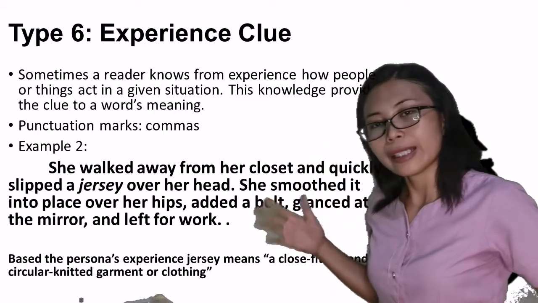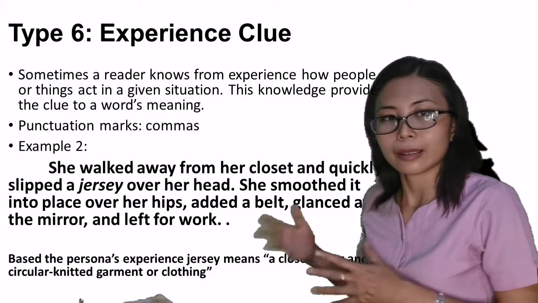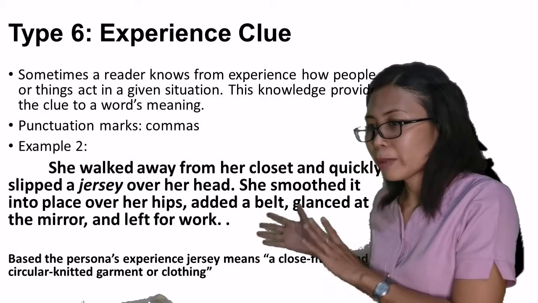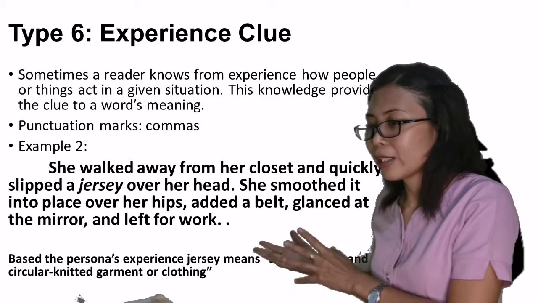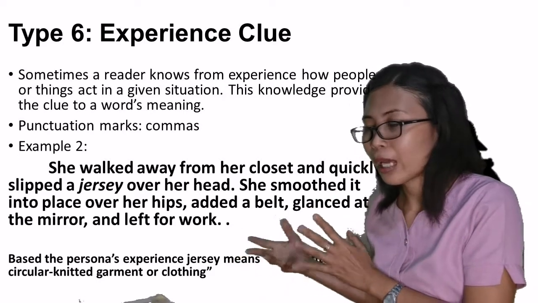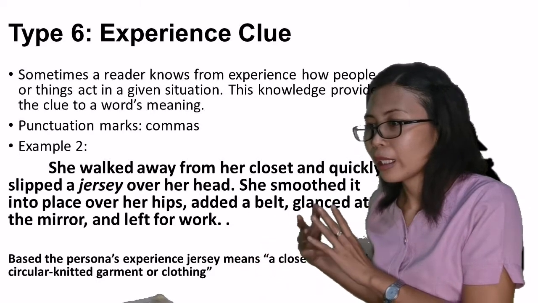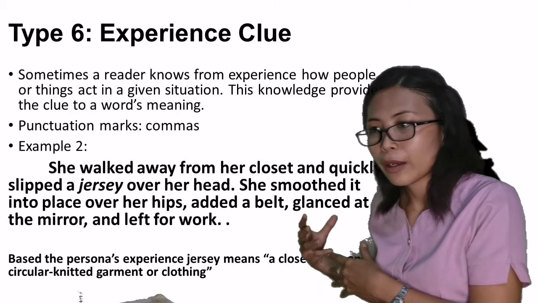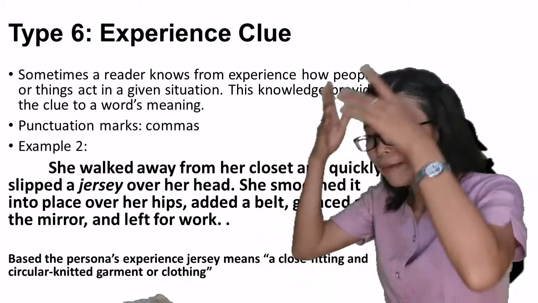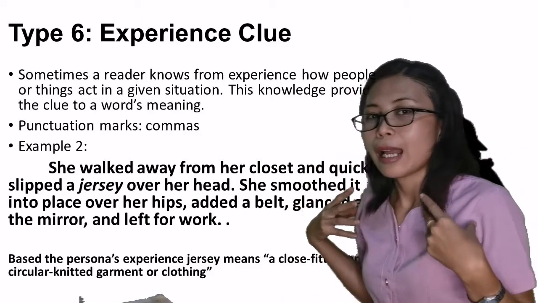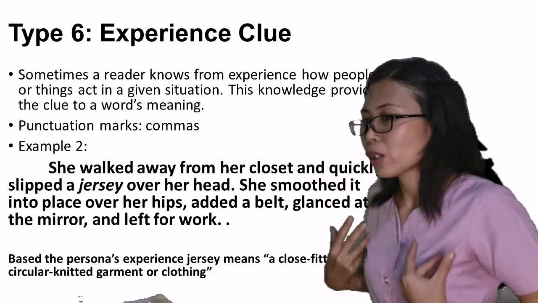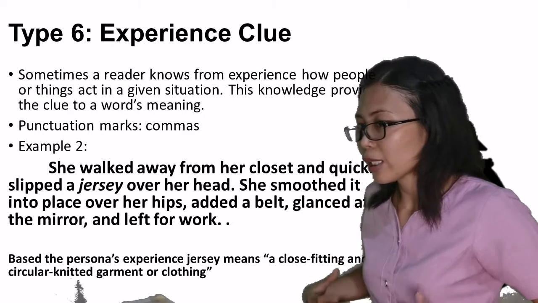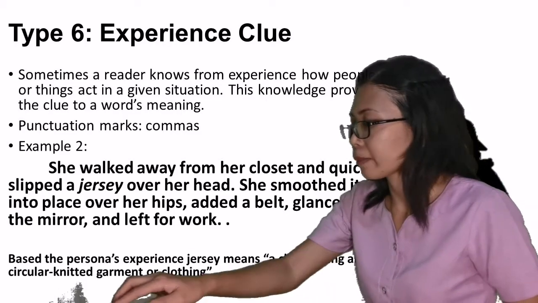So it is something that has to be worn. That is what jersey is about. Based on the person's experience, jersey is a close fitting and circular knitted garment for clothing. It is something that has to be worn from the head, smoothed and smoothed it into place over her hips.